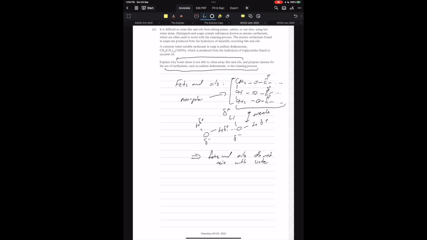And then that's why water alone is not able to clean away fats and oils. That's the first part of the question. The second part of the question is why surfactants are used.